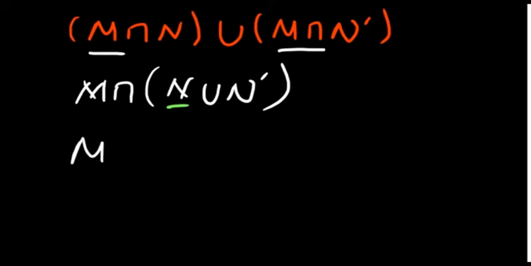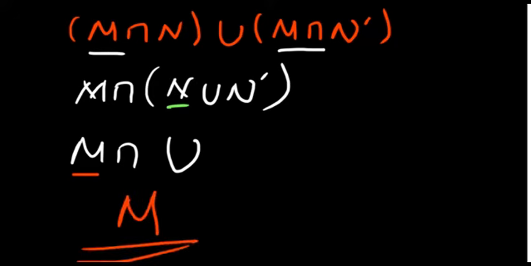So M intersection the universal set. So you can bear with me, but basically any set that you have is part of a universal set. So intersection of any set with a universal set is basically just the very set. So our simplest form of that is basically M. Okay.